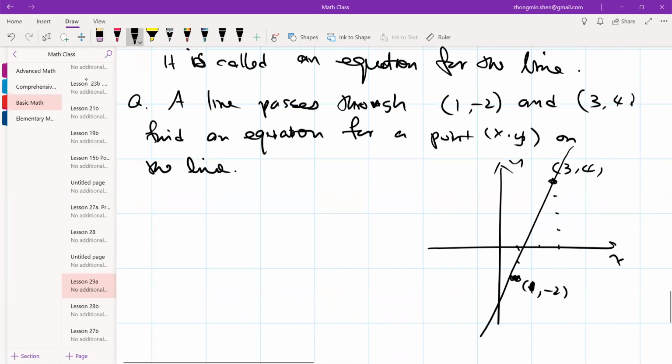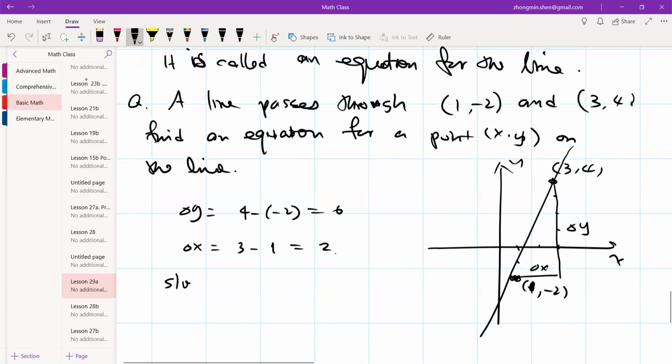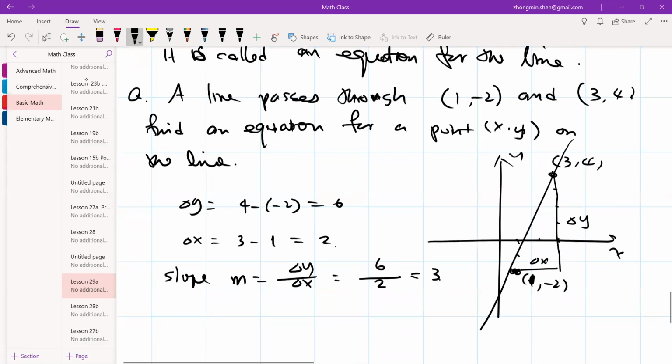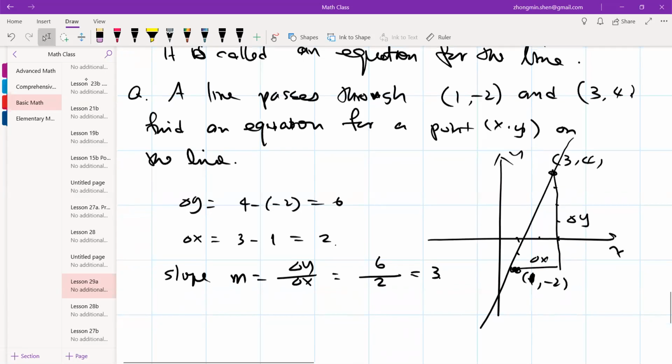Look at this. This is the rate, right? The change in the y variable and the change in the x variable. The change in the y variable is the difference of the y coordinates, which is 6. The change in the x variable is 3 minus 1, which is 2. So the slope m is delta y over delta x, which is 6 over 2, which is 3. Okay, 3 is a number; it's called the slope for the line.